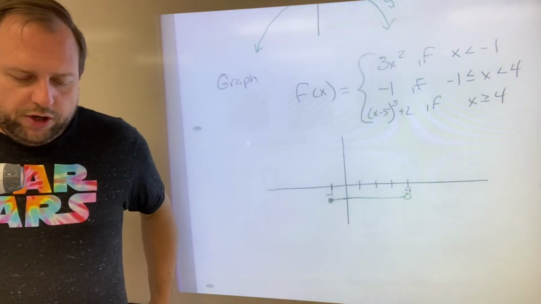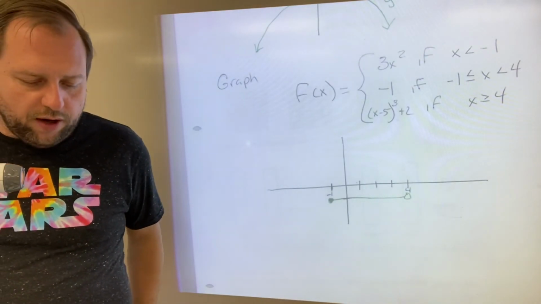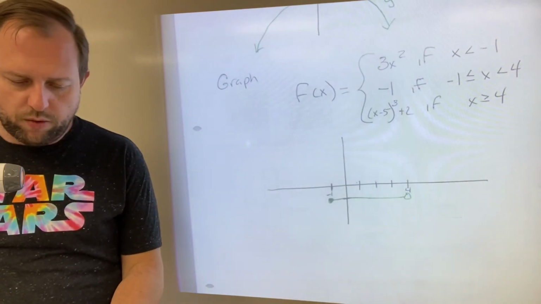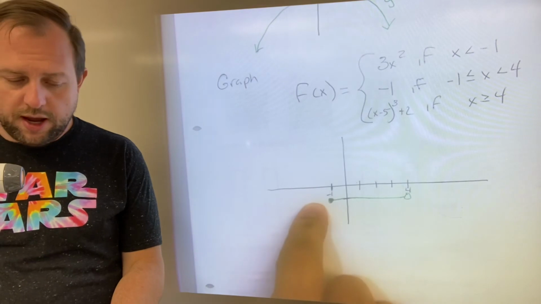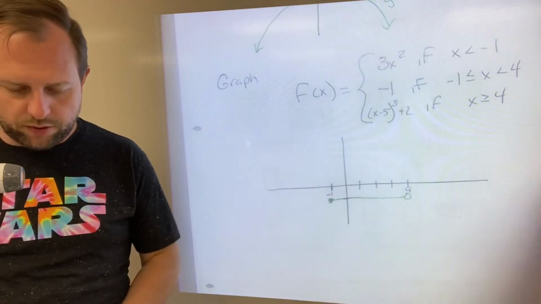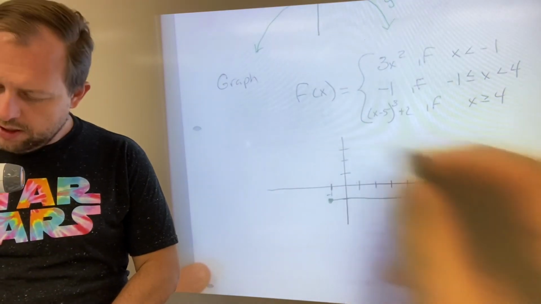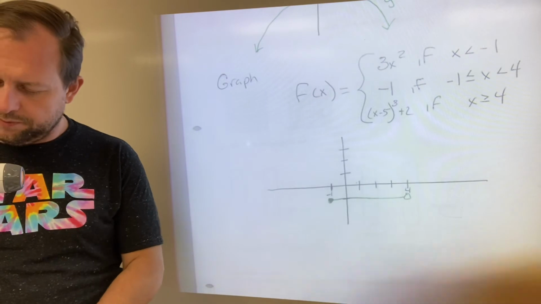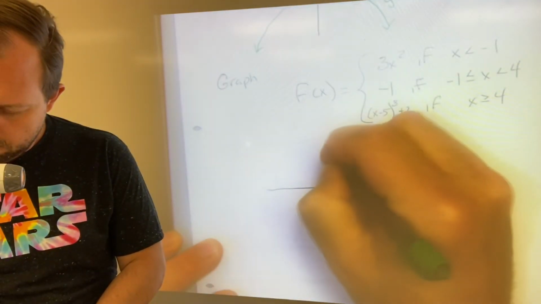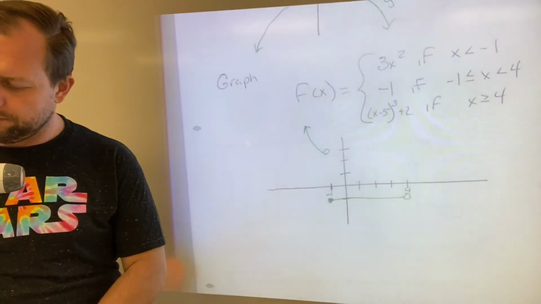Then for the other two pieces, you're going to have a quadratic 3x squared on the left. If we put a -1 in here, that's going to become 1 times 3 is 3. So that's going to start up here at 3. And it's going to be a quadratic going backwards.